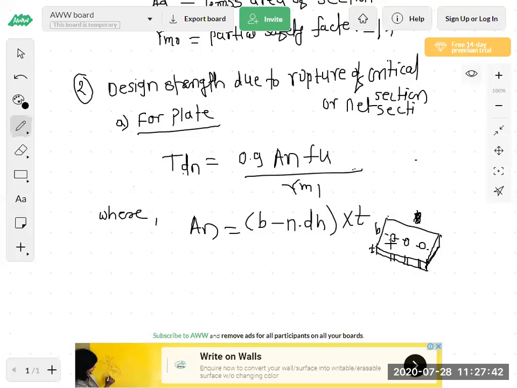से होल्स किती थिकनेसला आहेत तर एवढ्या टी एवढ्या थिकनेसला खाली आहेत होल्स, तेवढी डेप्थ आपल्याला मायनस करायला लागेल होलची. होलचा डायमीटर प्लॅन मध्ये दिसतोय आणि थिकनेस किती आहे, एवढी थिकनेस आहे, मग एवढ्या डेप्थला प्लॅन मध्ये हे होल मायनस करावे लागेल. सो 3 होल्स वी हॅव टू डिडक्ट. So AN is equal to B minus N into DH into T. This is the area. Now here what is FU? FU is the ultimate tensile strength.